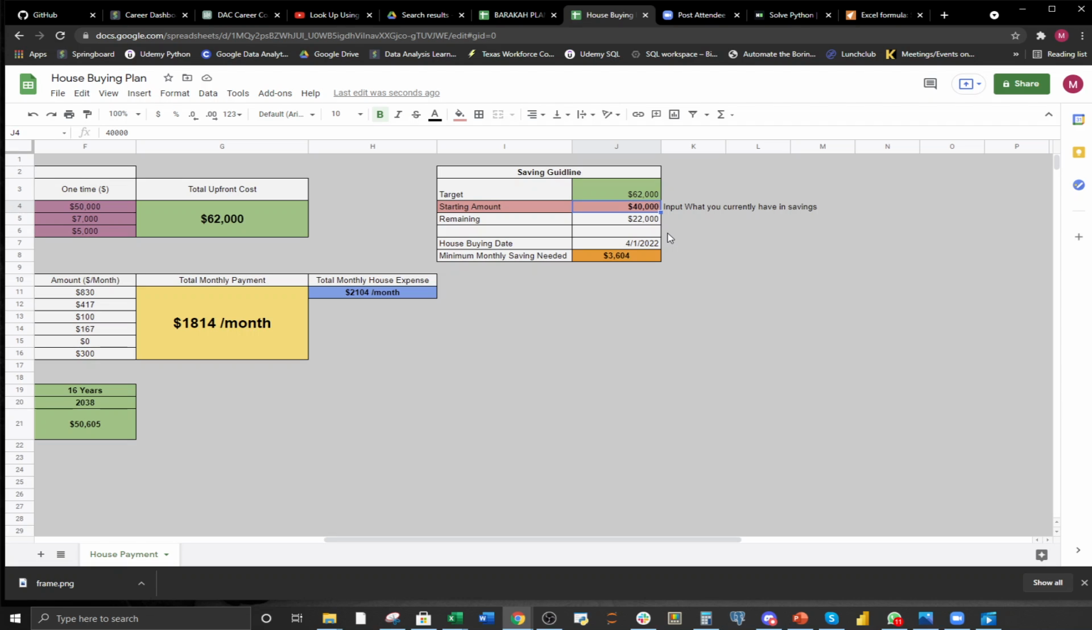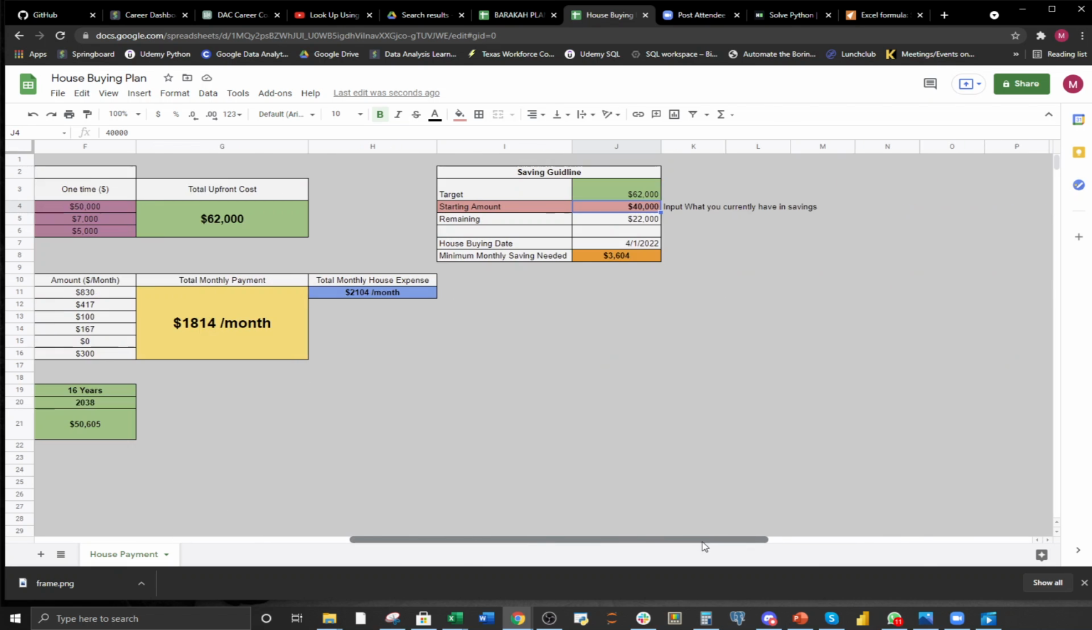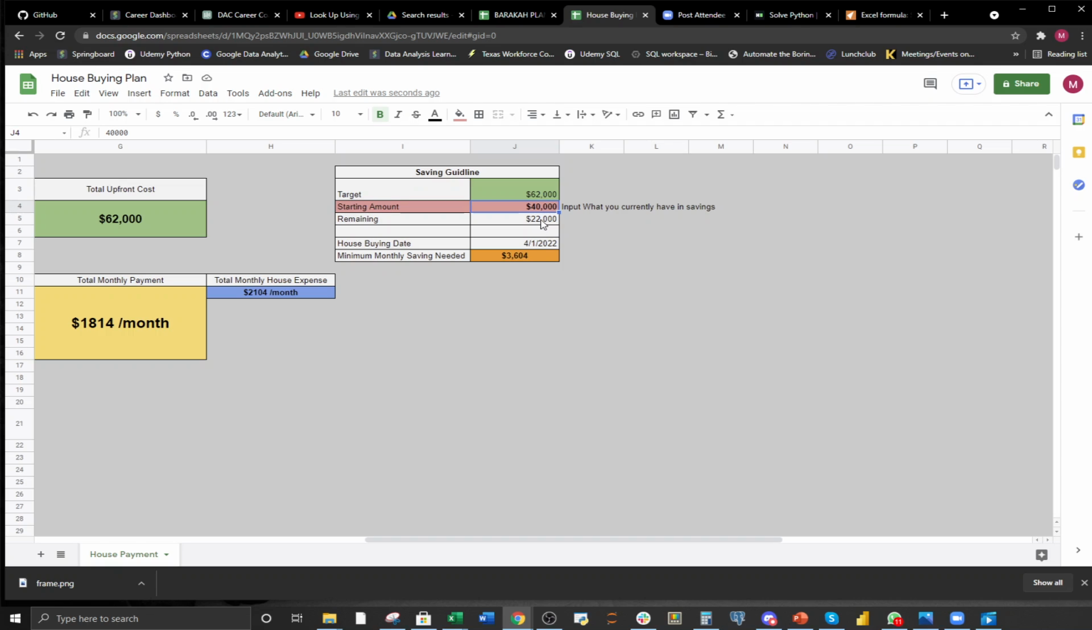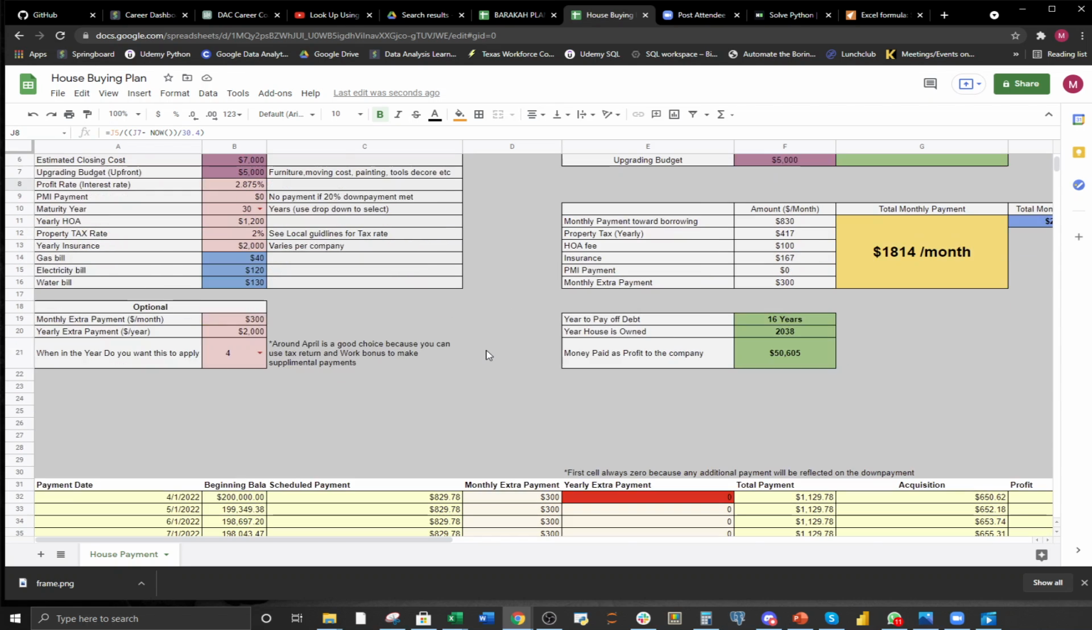Let's say $40,000 is what you have saved up, and then you're trying to figure out, okay, if I want to be able to buy this house, and this number actually also comes from here, so you won't have to change that. So you're trying to figure out how much do I have to save from today if I want to be able to buy the house by this date. It'll automatically tell you each month to put $3,600 on the side to be able to save up for buying the house. That's all there is to it as far as the main components.